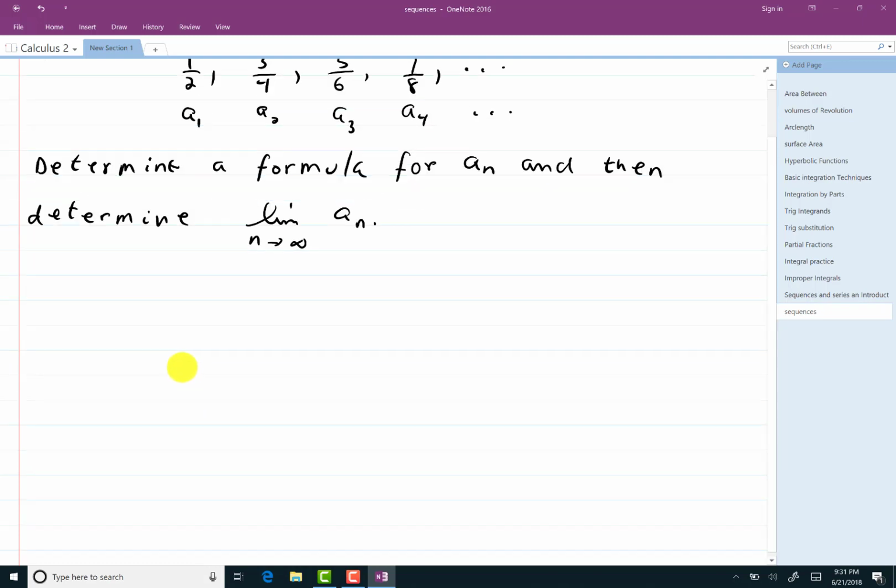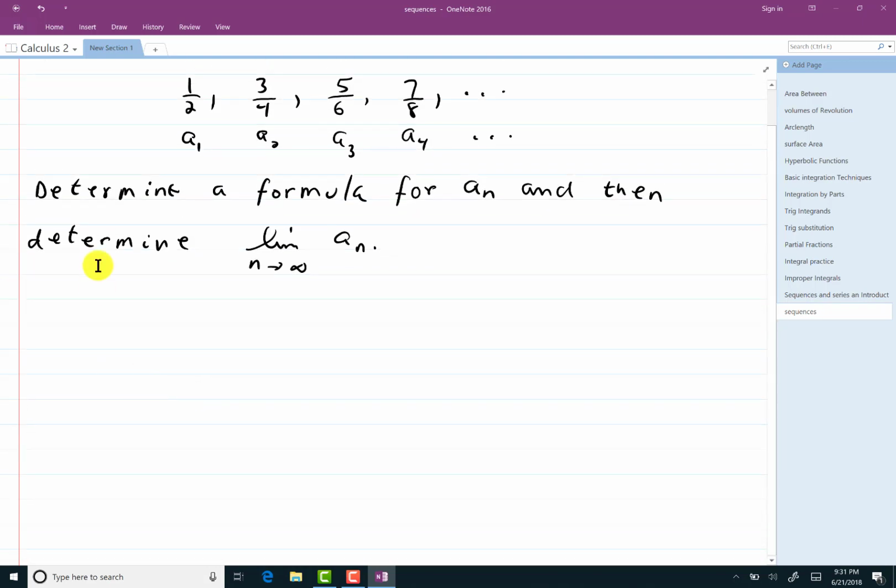So first, let's get a formula for AN. I notice when I look at these, the tops are all the odds. So each AN consists of an odd divided by, and each of the bottoms are evens. Well, the way we typically write odd numbers is 2n plus 1, and the way we write even integers is 2n, like so. Now, this has to work for when n equals 1.